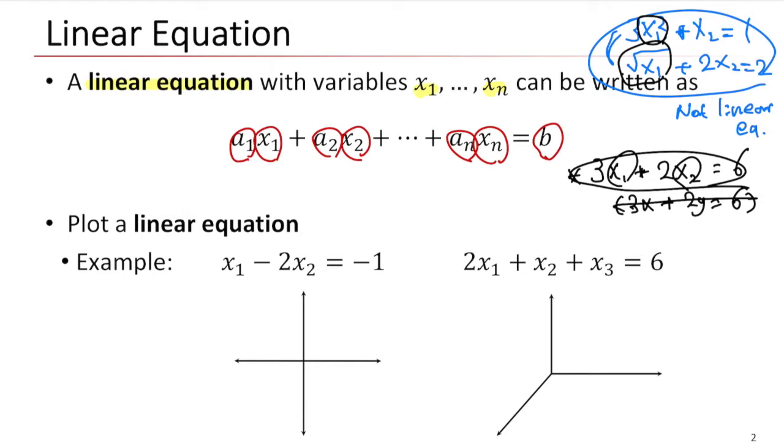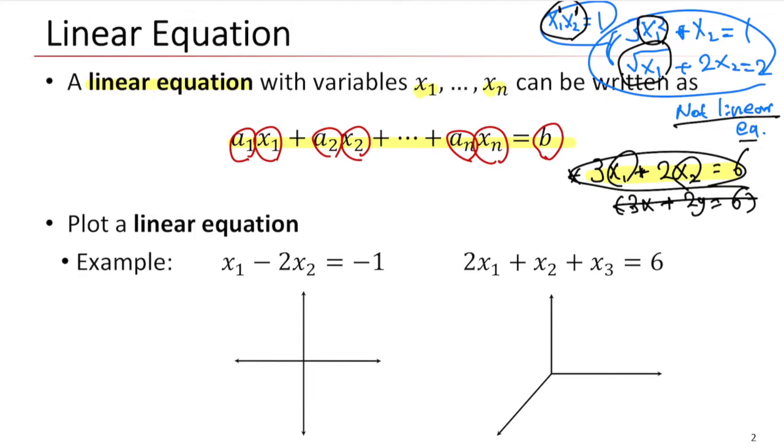Another example is x1 times x2 equals 0. This is also not a linear equation because x1 and x2 are each first order, but this term has order 2, so it's not a linear equation anymore. In this course, we are just dealing with this kind of linear equation. More generally, it can be represented like this. So this is a linear equation.